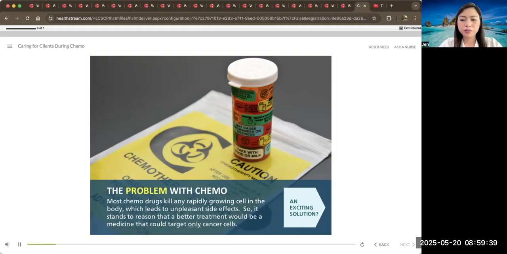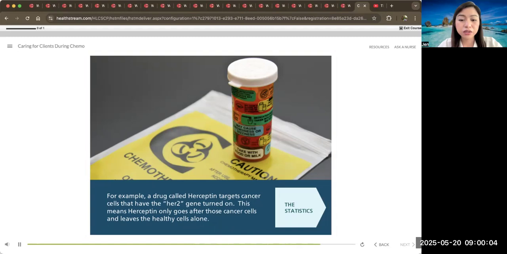So what is the problem with chemo? Most chemo drugs kill any rapidly growing cell in the body, which leads to unpleasant side effects. So it stands to reason that a better treatment would be a medicine that could target only cancer cells. An exciting solution?